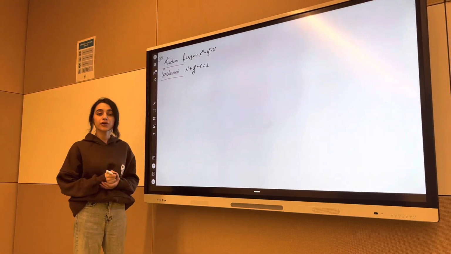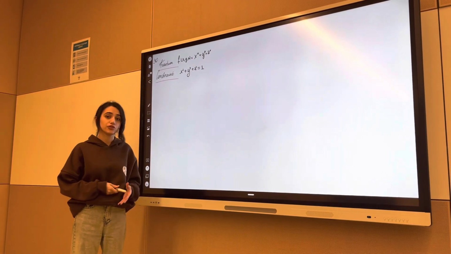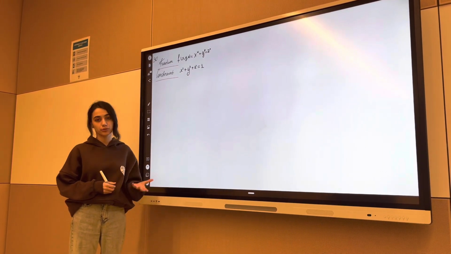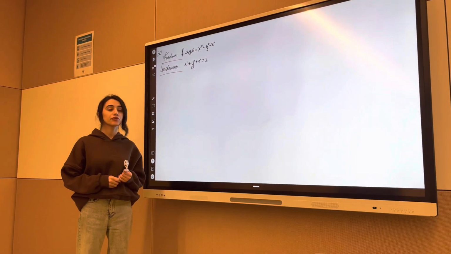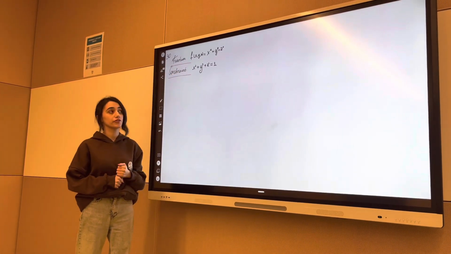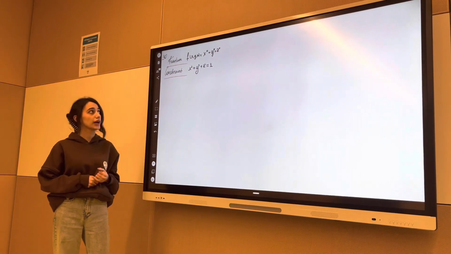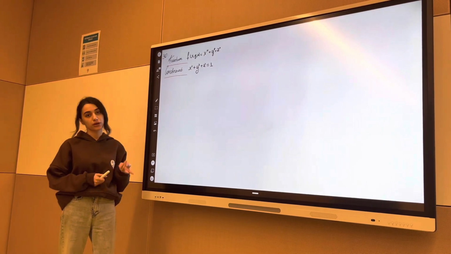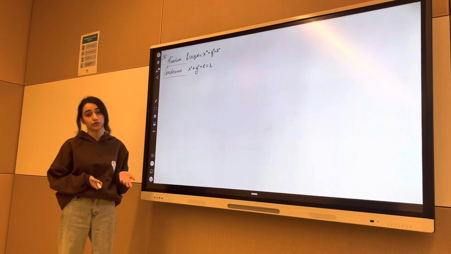So now that we found the minimum value of our function, which is 1 over 3, we have to find the maximum value of our function. And we have two cases for that. First is when one of the components x, y, z is equal to 0, and second one is when two of the components are equal to 0.